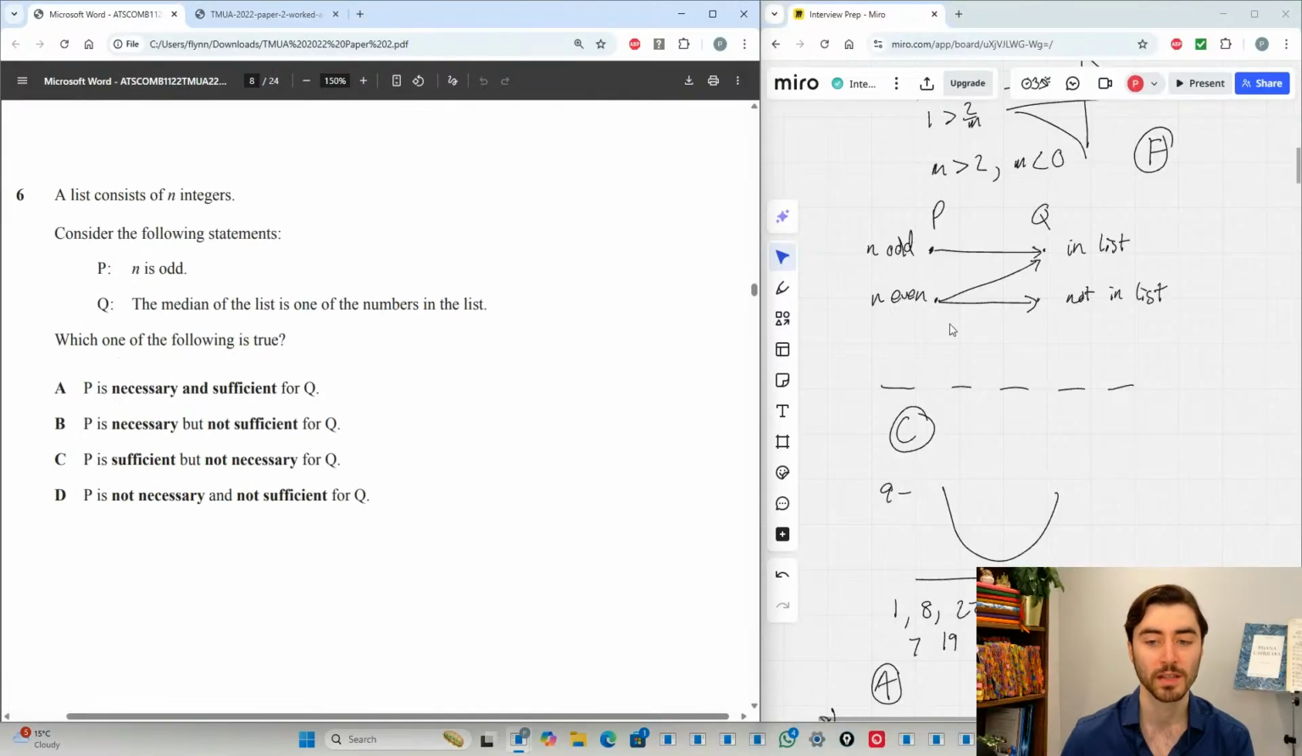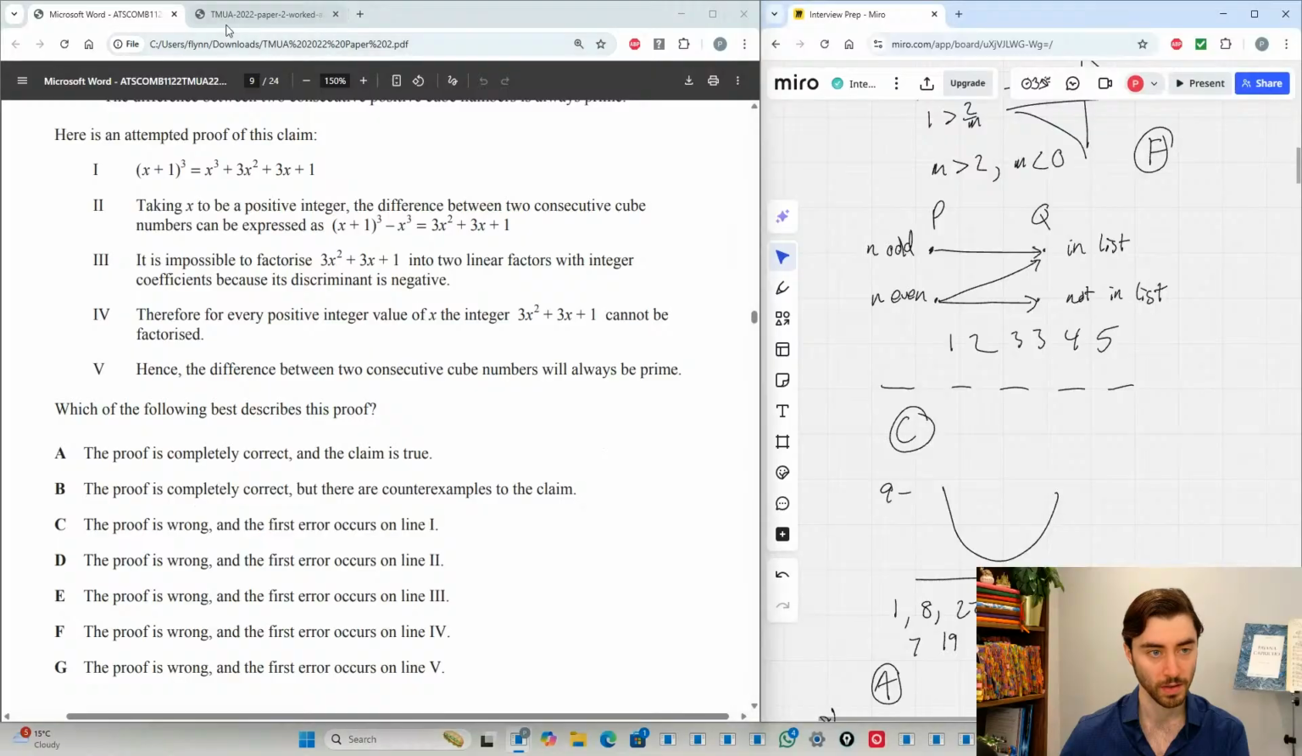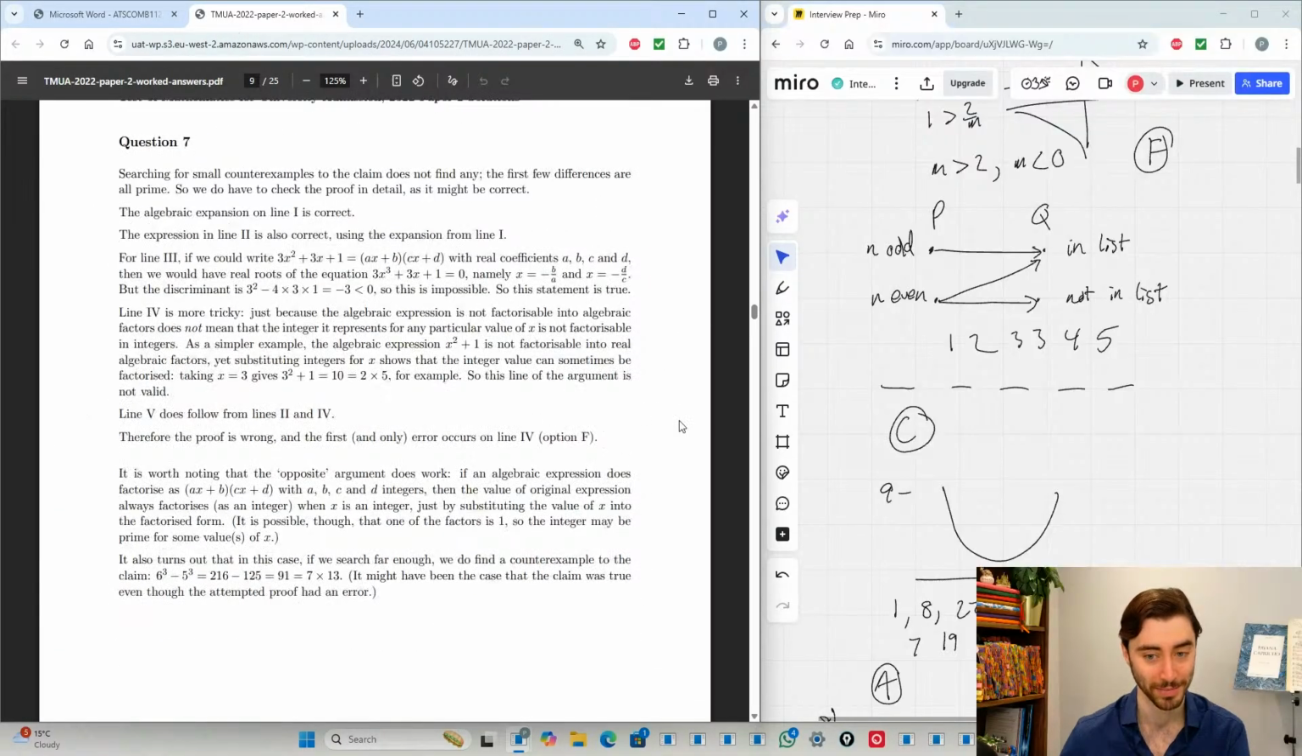So the only thing we need to test for now is necessary. Is it possible that n is even and you get something in the list? The answer is yes. You can just make that happen by making the two numbers in the middle the same thing. So an example would be 1, 2, 3, 3, 4, 5. The median would be 3, which is in the list. So that works. So far, so good. The wheels are going to fall off at some point. I'm just wondering when. Question 7.